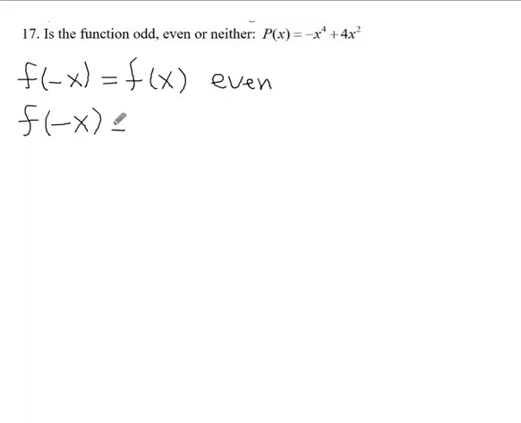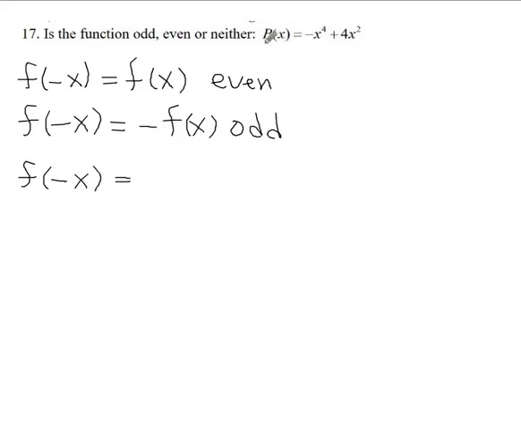Okay, here we want to know if the function p of x is odd, even, or neither. In order to establish that, if f of minus x turns out to be equal to f of x, then this would be considered an even function. If f of minus x turns out to be equal to minus f of x, that would be an odd function. So we need to find out what this f of minus x is.